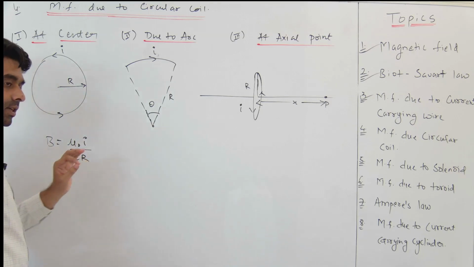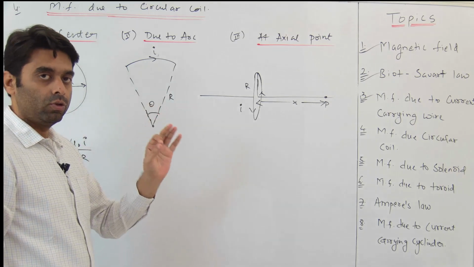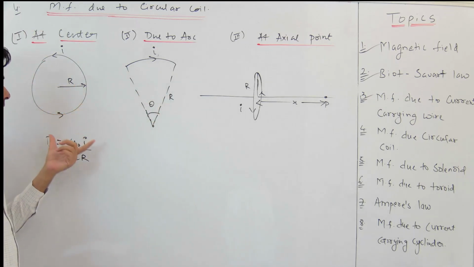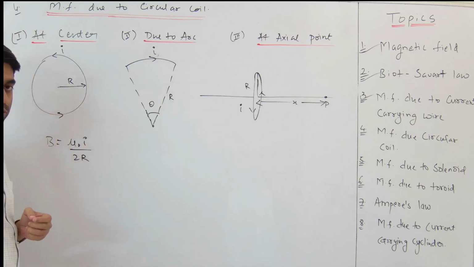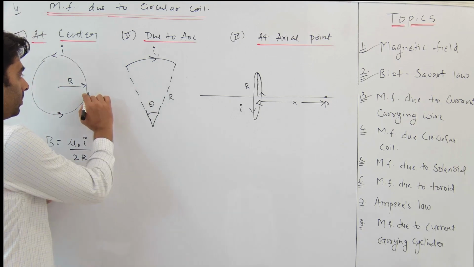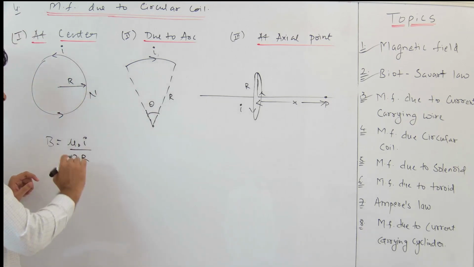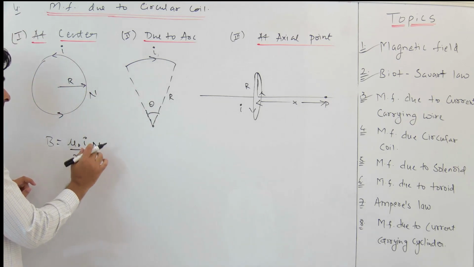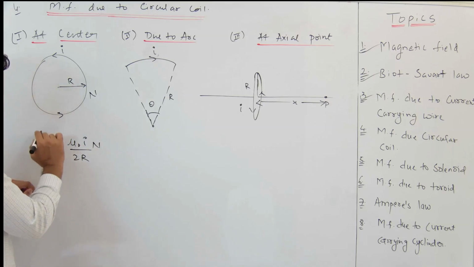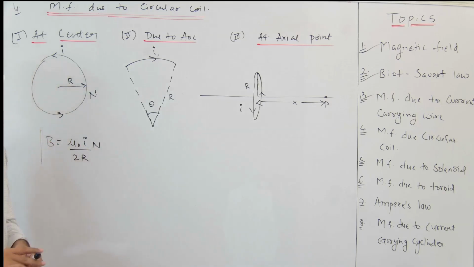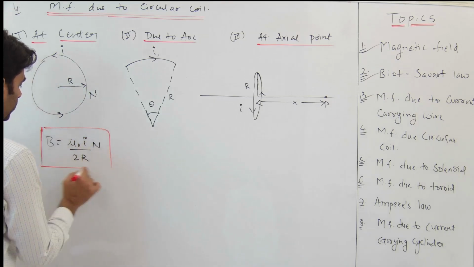All these results are derived from the Biot-Savart law only. So magnetic field at the center due to a circular coil is mu naught I by 2r. Now let's say that the number of turns over here is n, then the magnetic field will become mu naught N I by 2r, that is mu naught I by 2r into n, right? So this is our first relation.